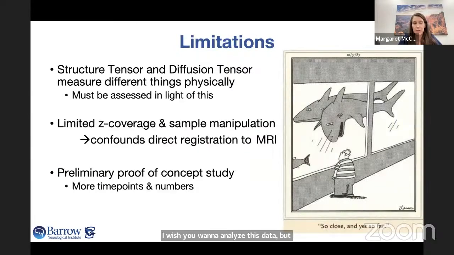So there are some limitations to this study. First of all, the structure tensor and the diffusion tensor measure different things physically. And so you just want to be careful when you make comparisons to keep that in mind.